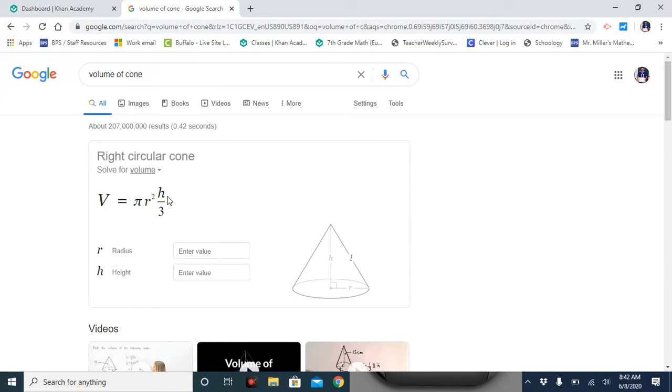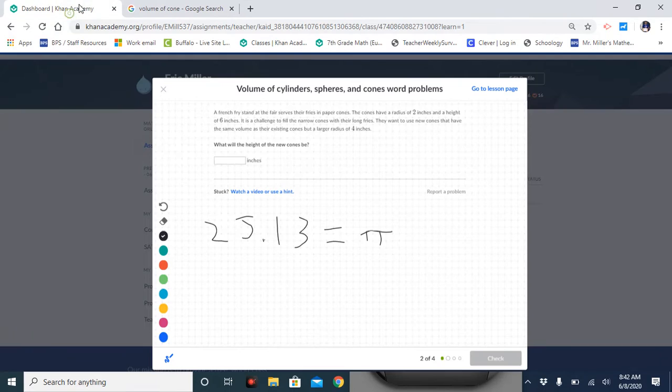Pi times radius squared times height divided by 3. I'm going to show divide by 3. So what we're going to want to do first is figure out what the answer would be in this case for h. They want us to solve for h.